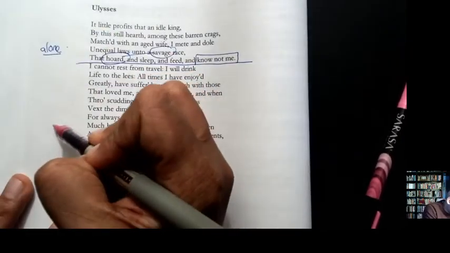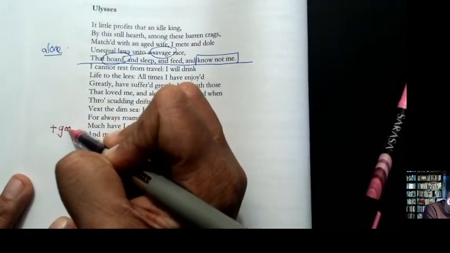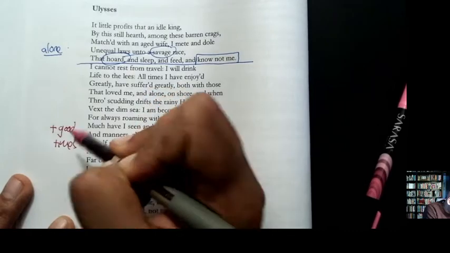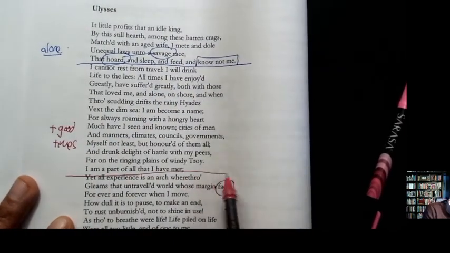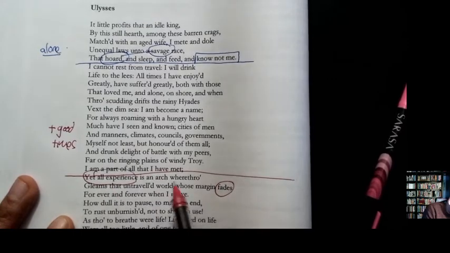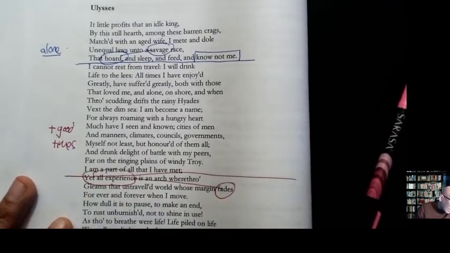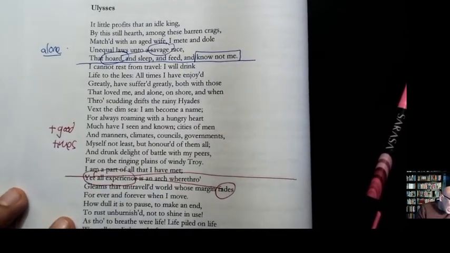So here are all his good times. But all of this is fading now because he's not doing anything.